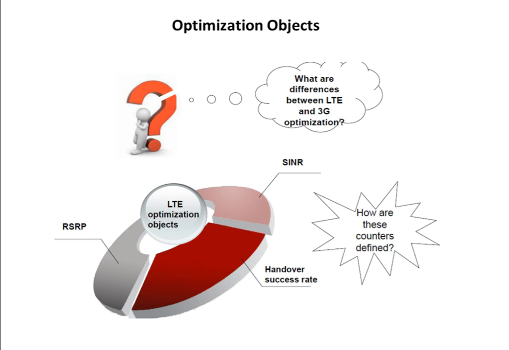So the optimization parameters are mainly based upon the coverage RSRP, SINR, the quality, and the retainability or handover success rate.